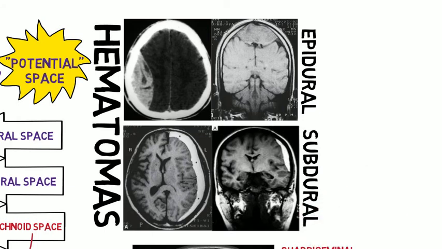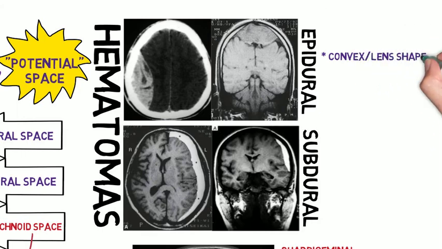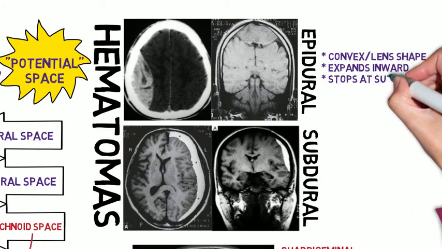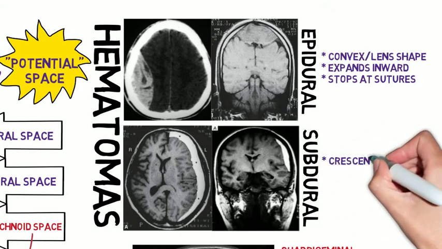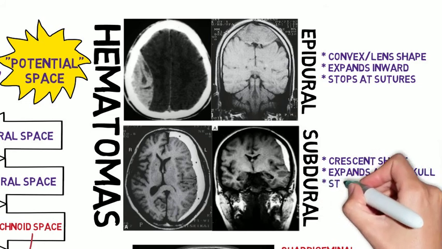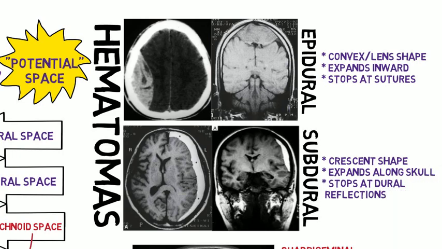An epidural hematoma is characterized by a convex shape, expanding inwards towards the brain. This expansion is stopped at skull sutures where the dura mater is tightly attached to the skull. A subdural hematoma is characterized by a crescent shape expanding along the inside of the skull following the curve of the brain. This expansion stops only at dural reflections.